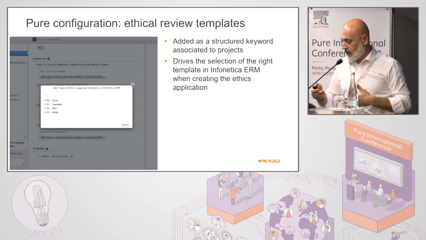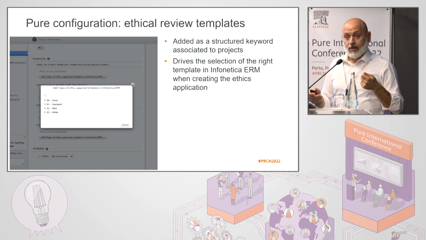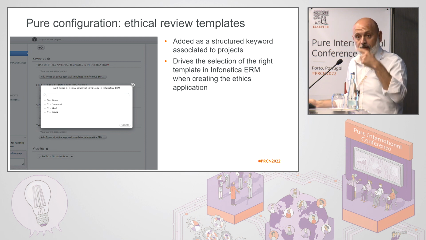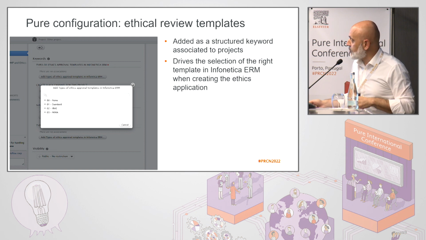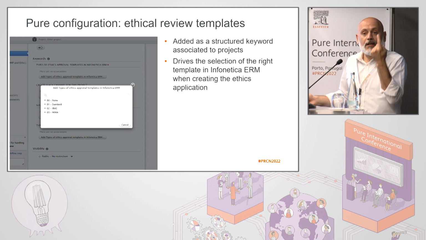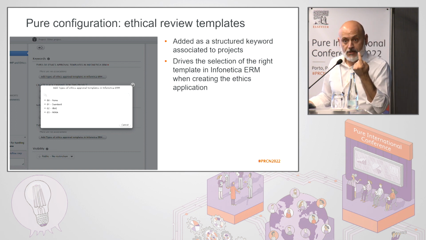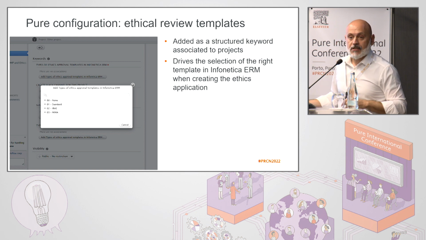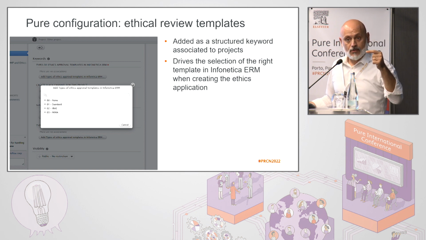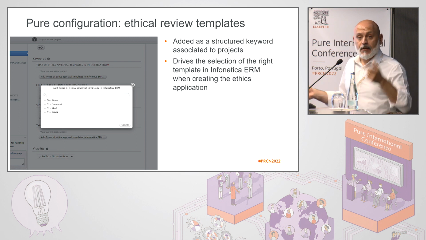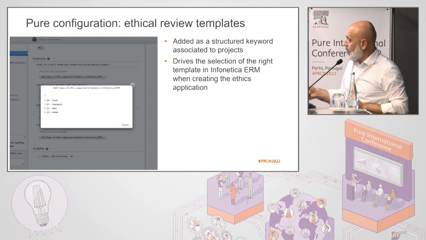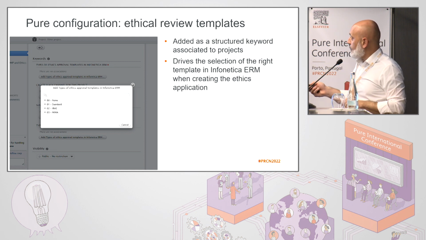There are different templates. The way we solved for this was to add a structured keyword where we list the available options. These are the options for T-side. So there's only one additional bit of information that we ask the researcher or the research office, depending on the situation, to add, which is: tell me what kind of ethics you're going to require. And then we basically pick the right template from Infonetica, and we push the information to Infonetica using the right template.